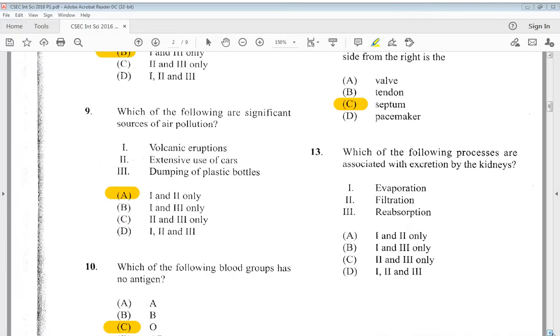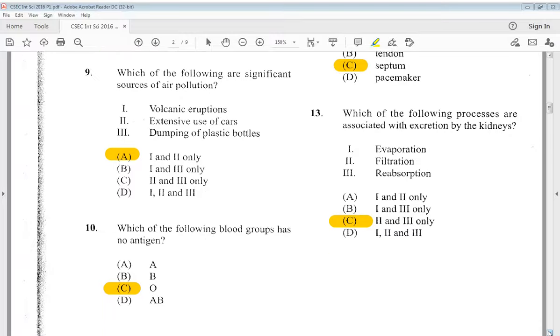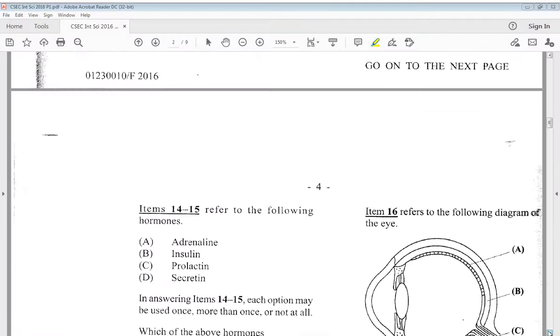It says, which of the following processes are associated with excretion by the kidneys? 1, evaporation, 2, filtration, 3, reabsorption. So we know our answer 1 would have been eliminated. So using the method of elimination in multiple choice, we know 1 would have been out. So our answer would be filtration and reabsorption. So 2 and 3. So there we have it, C. Let's go on to question number 14 now.